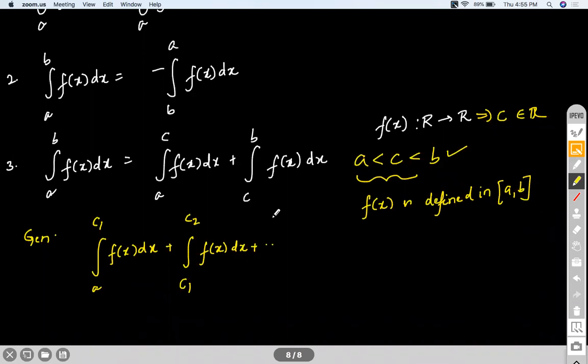Plus integral C to B would become negative. Why? Let it be. You're going left. Let it be. So it need not be between A to B, right? But if your function is not defined beyond B, how will you go beyond C? How will you go beyond B?